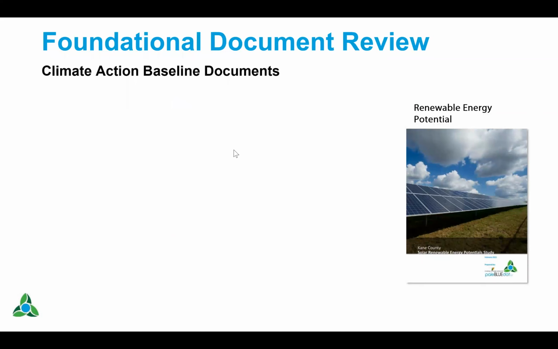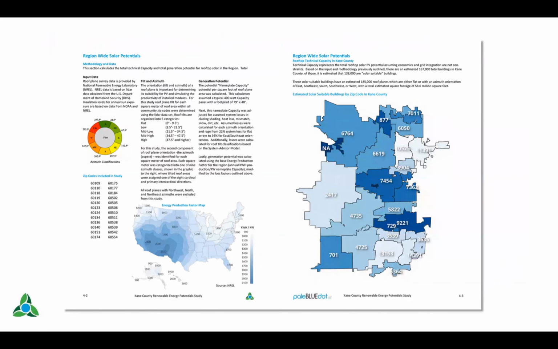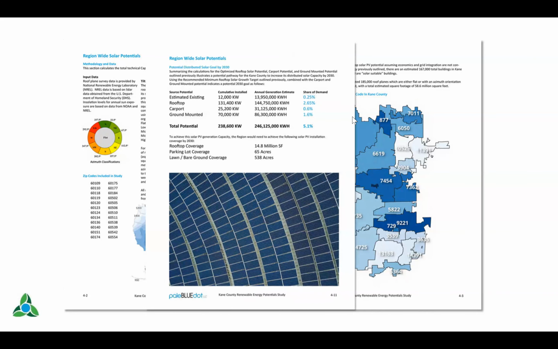The last baseline is just the renewable energy potential study. We used satellite data and other data sets to project out how many solar viable buildings there are in the community. We did it on a zip code basis, because that's where the data sets are available. So how many buildings are available for solar in the community potentially? And we related that to how much rooftop solar potential there is. And then we also looked at carport, which is putting solar over parking, and also ground mounted, which of course is putting solar on lawn spaces.